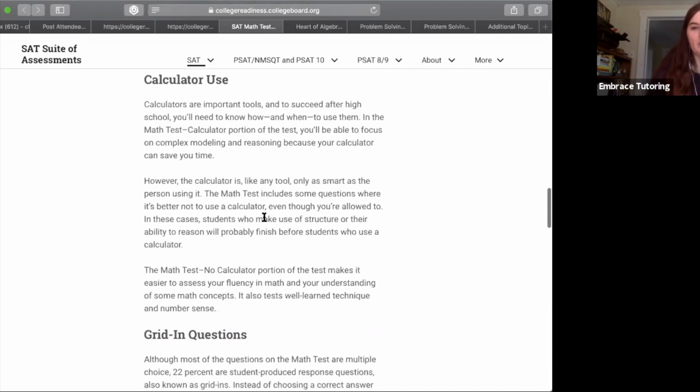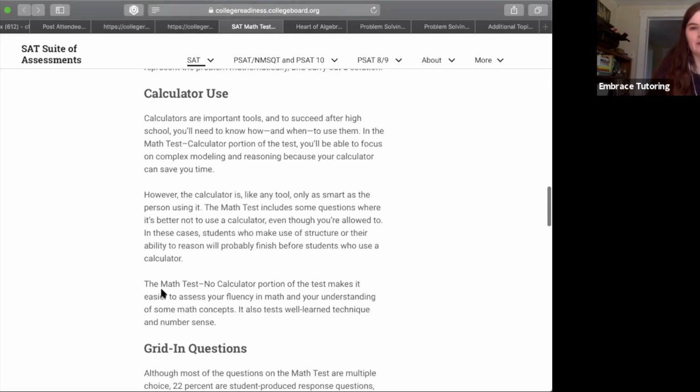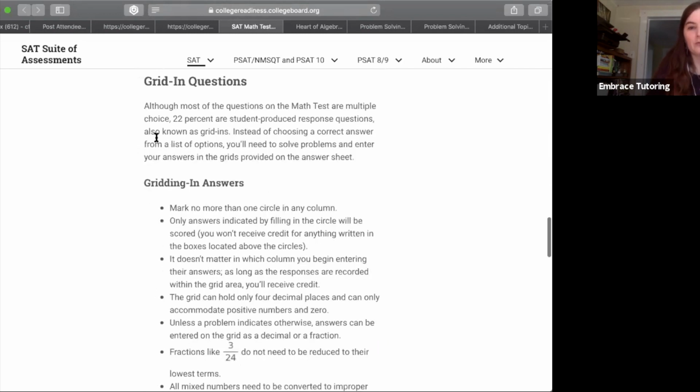So again, they kind of go over, I'm not going to go through everything, but they do kind of go through the calculator use. So it's helpful to kind of look through that and the grid in type questions. So there are two kinds of questions, ones that are just straightforward multiple choice. And then you have the grid in questions. So 22% on the math test are also known as grid ins, which are the student produced response questions.